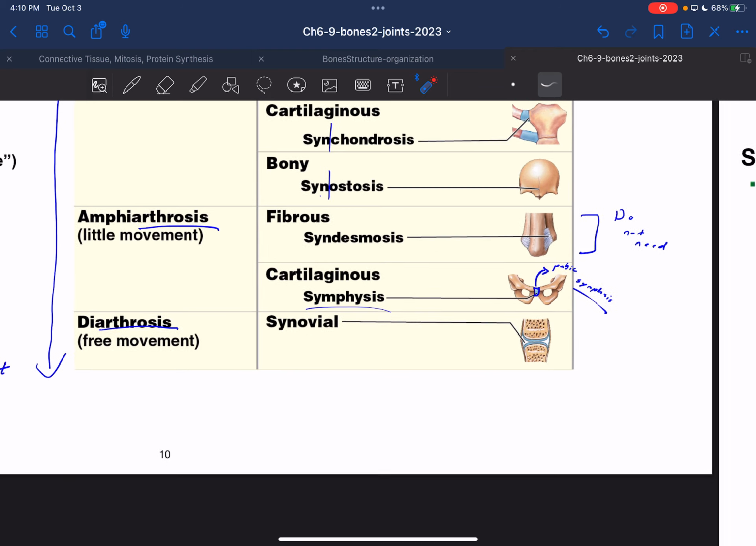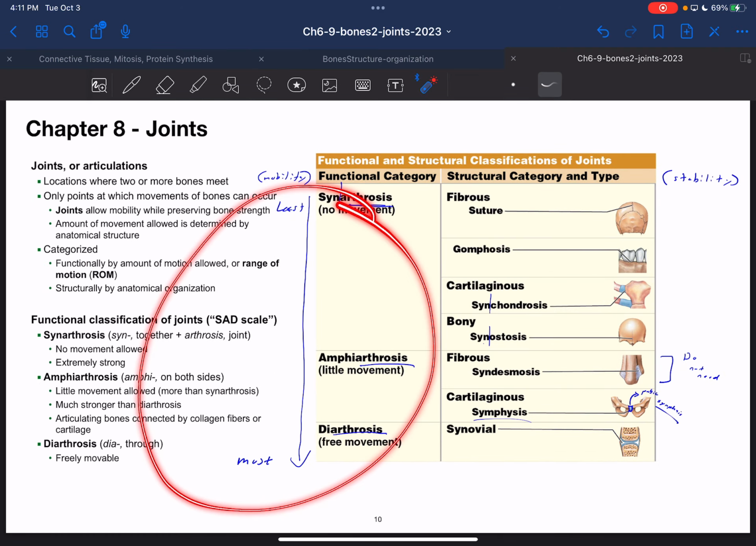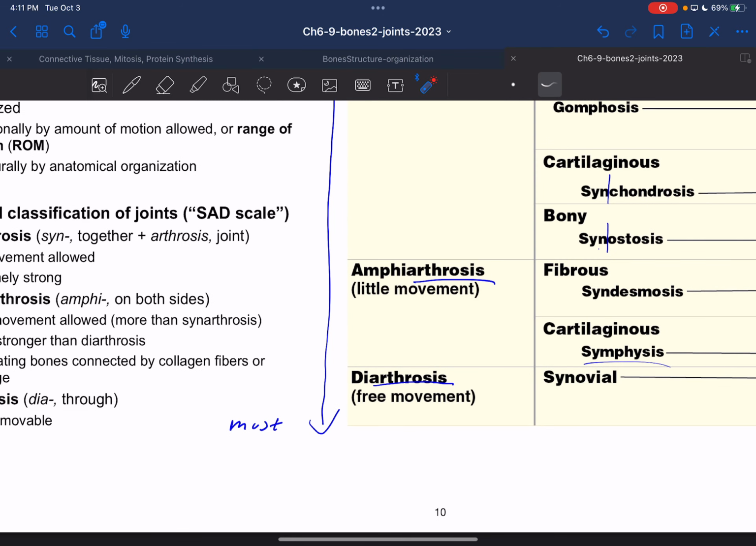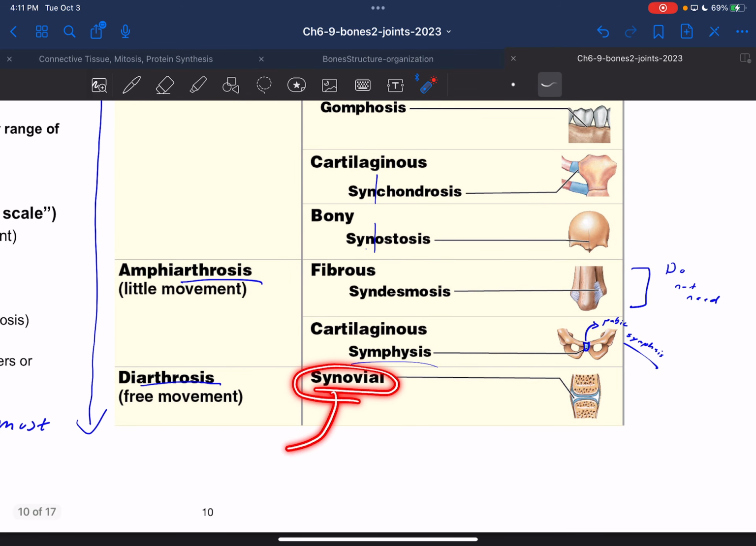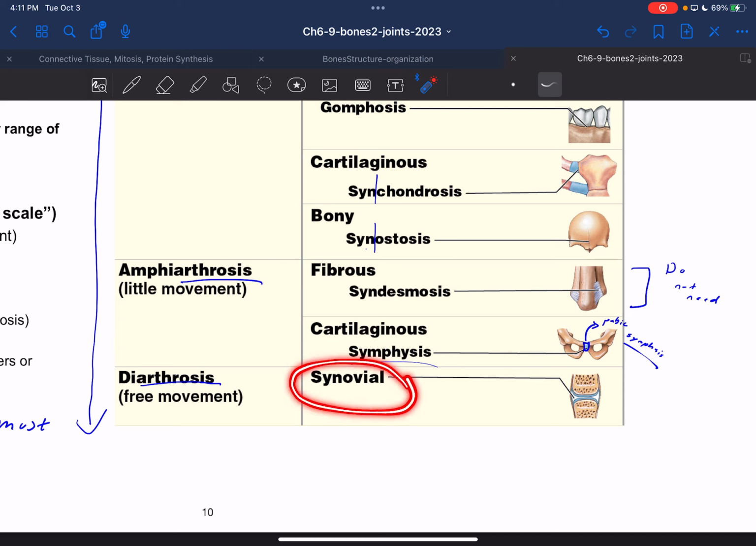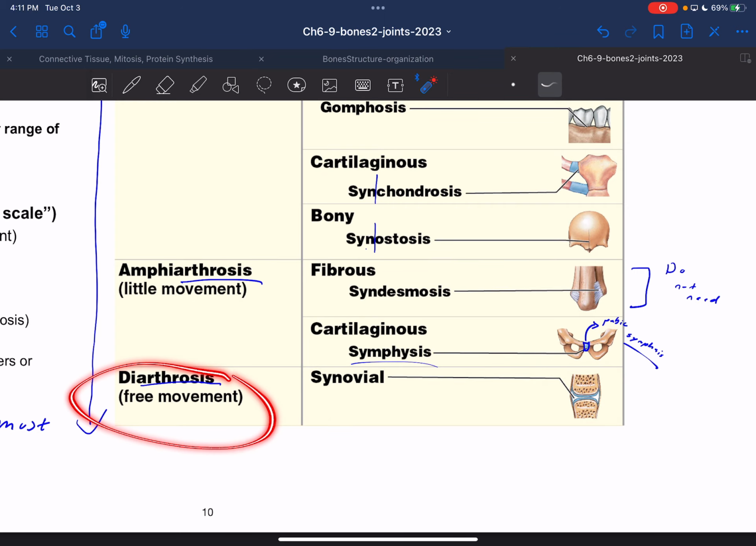And then finally we made it to, I think, the last 30% of the material: synovial joints. Synovial joints are special because they provide profound movement. If you use our SAD scale, they're the most mobile, and this is going to be diarthrotic, or diarthrosis. All synovial joints are diarthrotic. Even better, only synovial joints are diarthrotic. You should never be calling synovial joints anything else. Nothing else applies. Nothing, just diarthrosis.